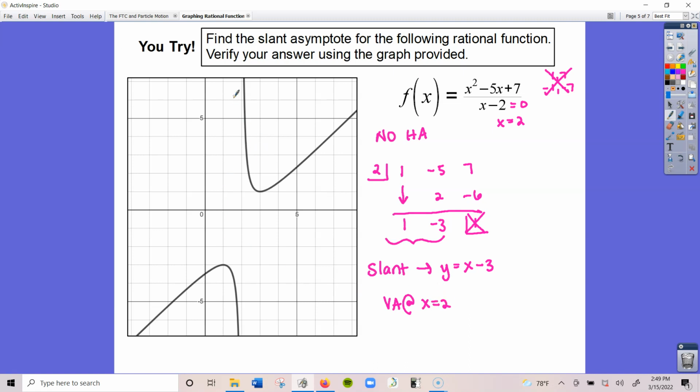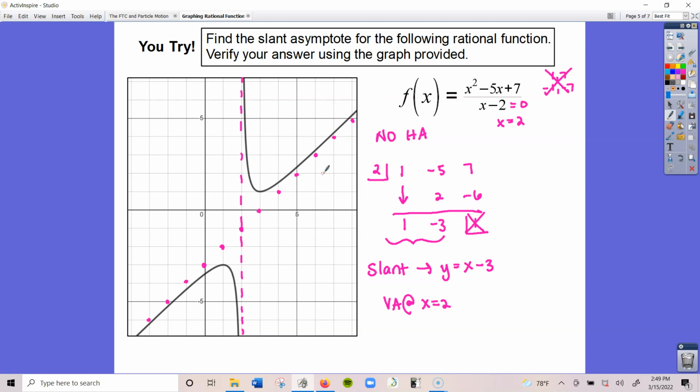So let's look at this graph here. If I put x is equal to 2, you can see that the graph never touches that vertical asymptote. And now let's draw in x minus 3. -3 being the y-intercept, so I'm going to go down 3. And the slope here is 1, so I'm going to go up 1, right 1. And I'm just going to go all the way through my graph so we can see how it gets really, really close to that slant. But again, it never actually touches the slant. And that's where you have your graph.